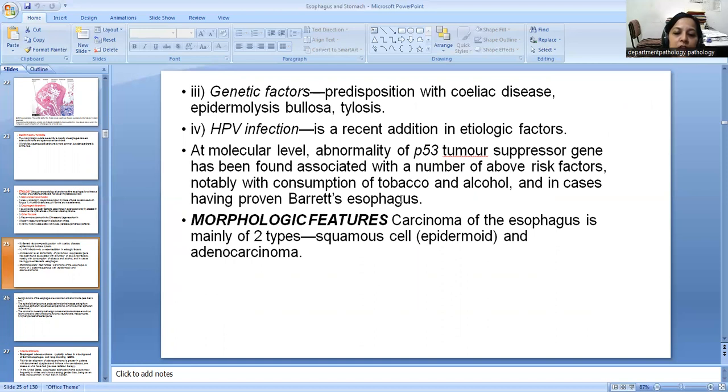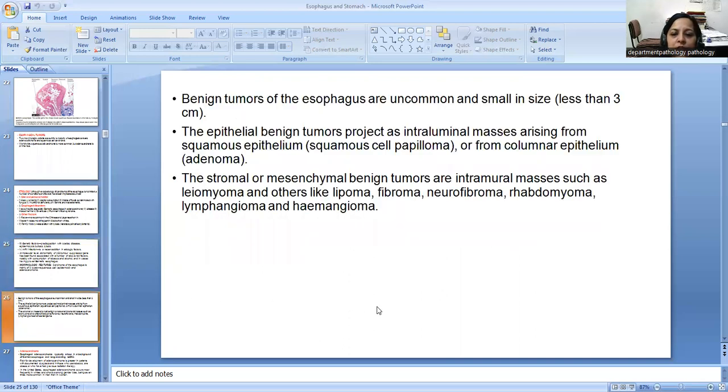At the molecular level, abnormality of the P53 tumor suppressor gene has been found associated with a number of the above risk factors, notably with consumption of tobacco and alcohol, and in cases of proven Barrett's esophagus. Morphologic features: carcinoma of the esophagus is mainly of two types, squamous cell, which is epidermoid, and adenocarcinoma. The benign tumors of the esophagus are uncommon and small in size, less than 3 centimeters.